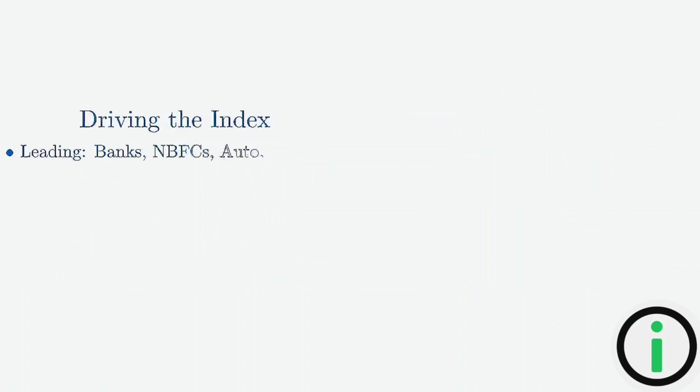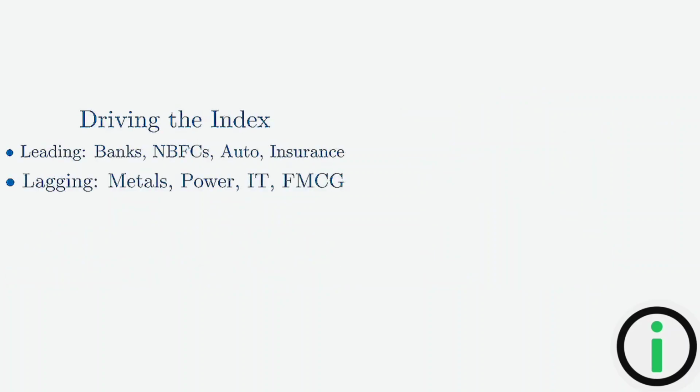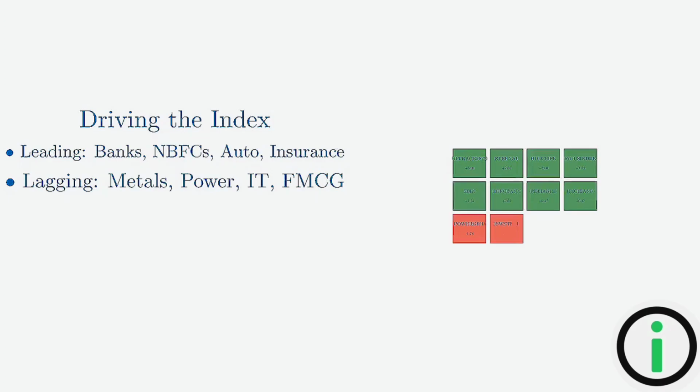To understand the strength of the index, we have to look under the hood at the individual stocks. The heat map for the Nifty 50 shows us exactly who is driving the bus. On the leading side, we saw strong performance from Ultratech Cement, up over 3%, and Eternal, also known as Zomato, up nearly 2.9%. Financial heavyweights like HDFC Life and IndusInd Bank also pushed higher. Generally, the banks, auto, and insurance sectors carried the index on July 15th.